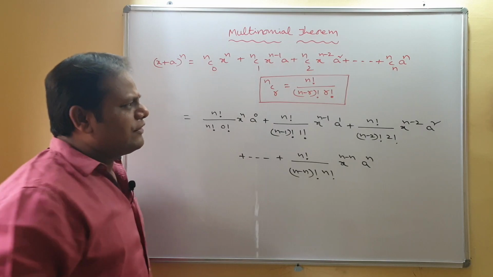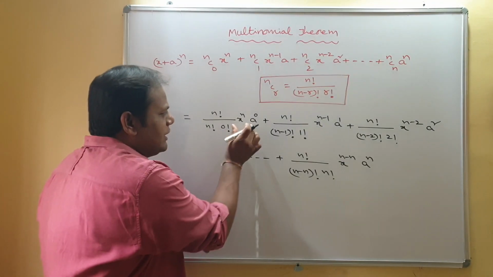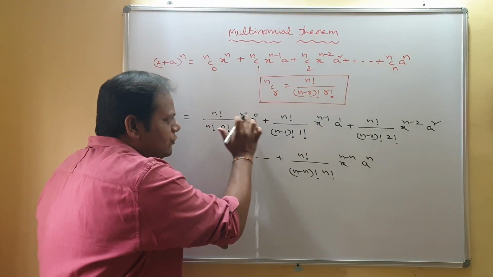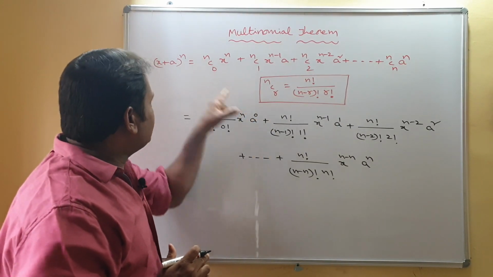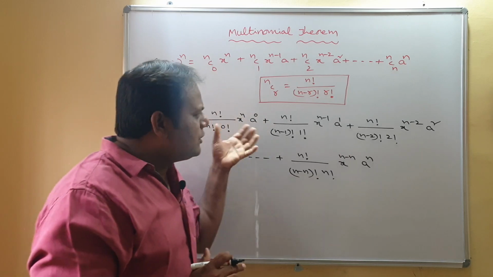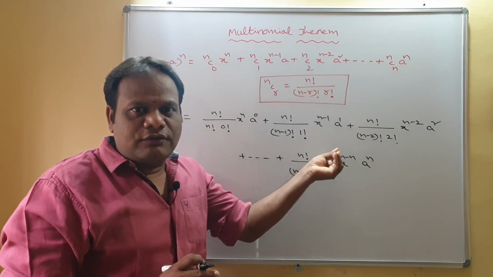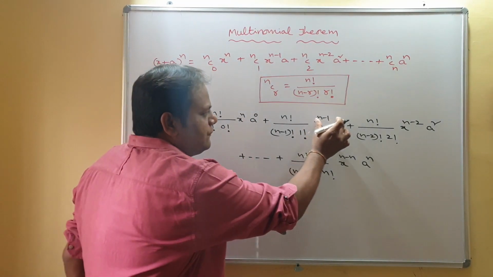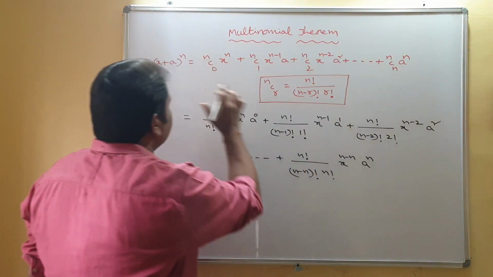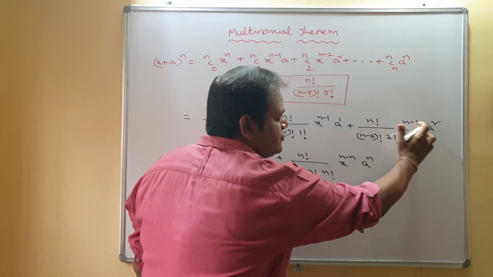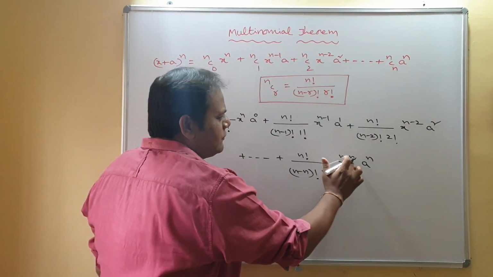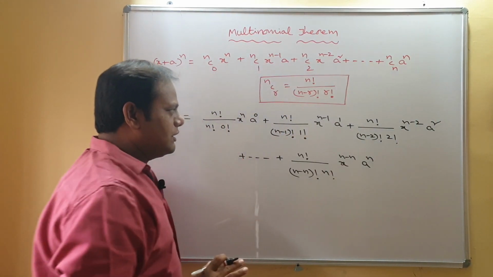See here, observe every term. In the first term, if you take the sum of powers, n plus 0, that is n. Not only in the first term, you can observe in every term the sum of the powers is equal to n: n minus 1 plus 1, n minus 2 plus 2, and like that we have n minus n plus n, that is also n.